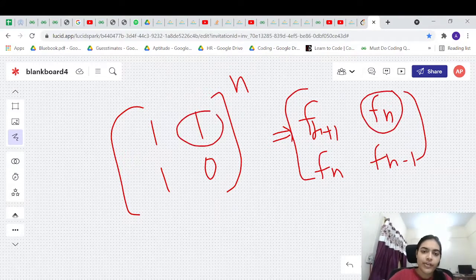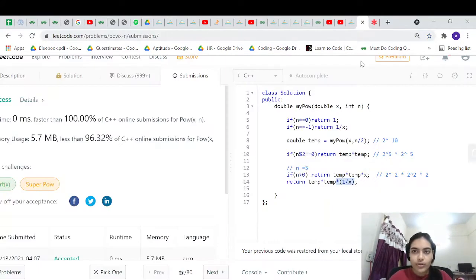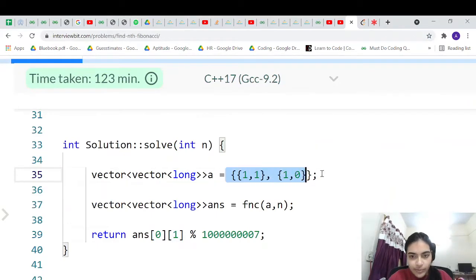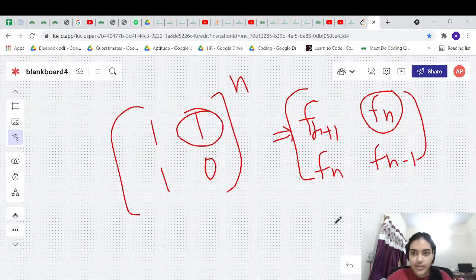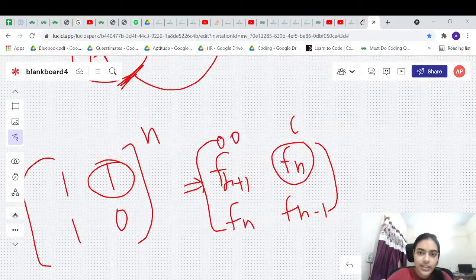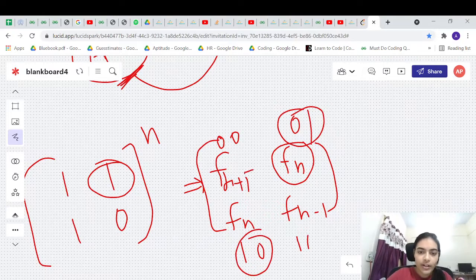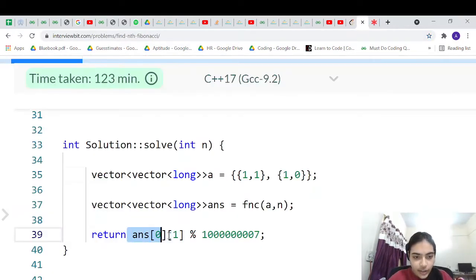So we need f of n, right? You can take this value, so that's what I am doing. Finally I will return answer of 0 1, because this is 0 0, this is 0 1, this is 1 0, 1 1. You can either return 1 1 1 0 or 0 1. Both will give you f of n, so you can return any of the values. I am just taking 0 1 and returning that.